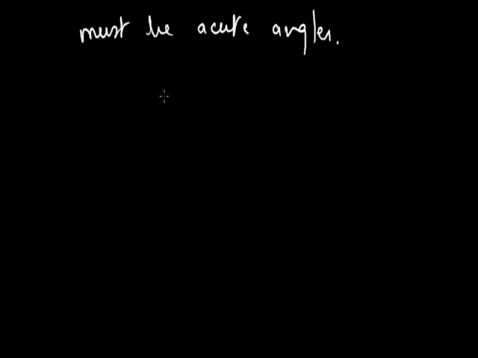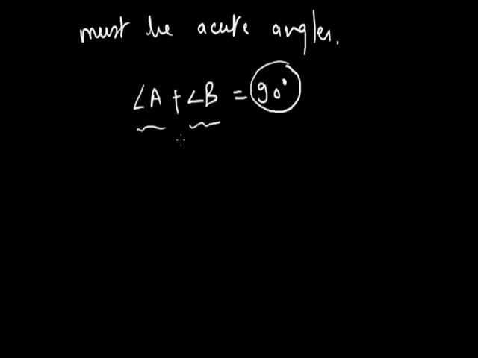So for example, angle A plus angle B are complementary angles and their sum by definition is 90°. So the least possible value of either angle B or angle A, if they are real angles, must be greater than 0°, and any angle greater than 0° and less than 90° is an acute angle. So both of them must be acute angles.